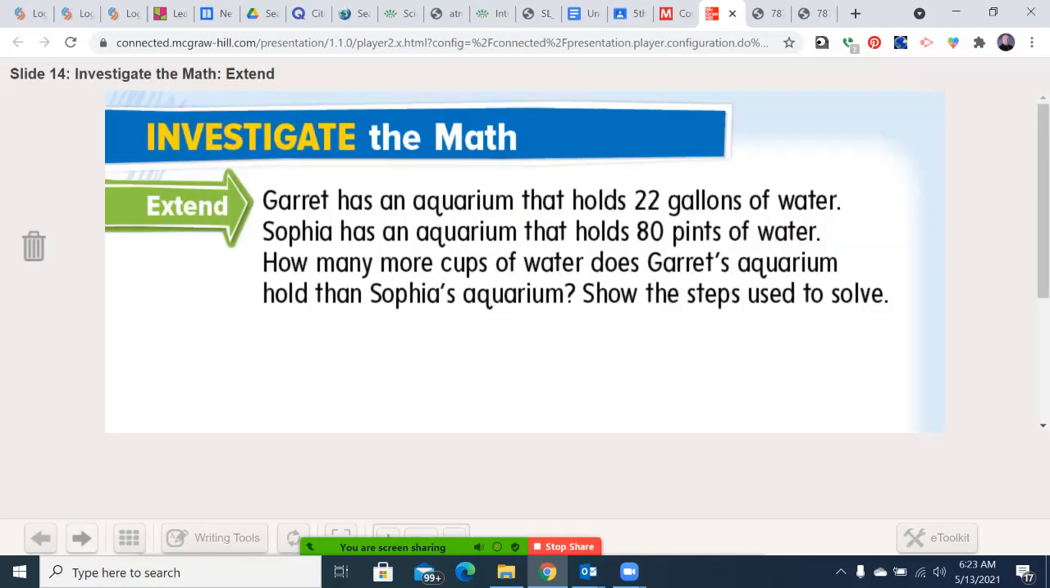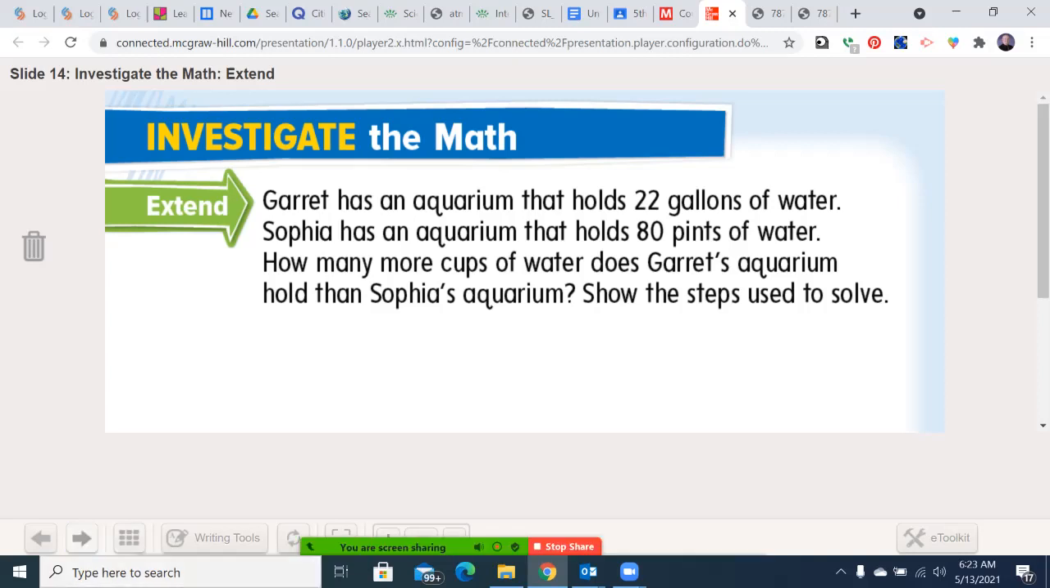All right, Garrett has an aquarium that holds 22 gallons of water. Sophia has an aquarium that holds 80 pints. How many more cups of water does Garrett's aquarium hold than Sophia's aquarium? Show the steps. Wow. So we're going to first figure out how many pints.